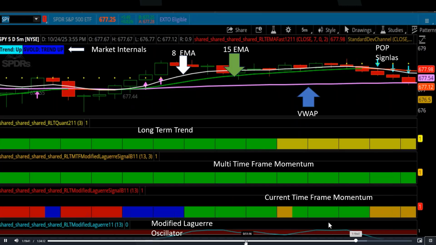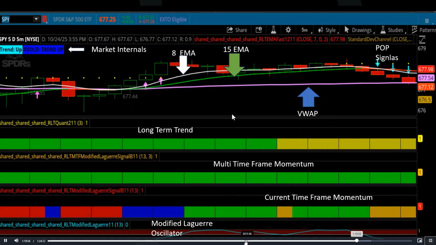Here's your indicators. Here's your pop signals for breaks out of compression. And here's your market internals. That's all you need. Daily chart, a 5-minute chart to find when the institutions are in there and find the very highest probability trade setups.